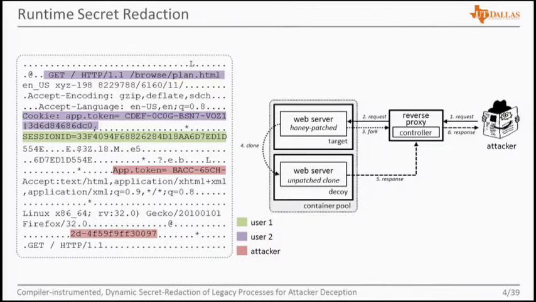To that end, we want to look at the process address space and find all secrets from the other users, for instance here, user 1 and user 2, and replace or redact them with fake data without touching the secrets of the attacker.